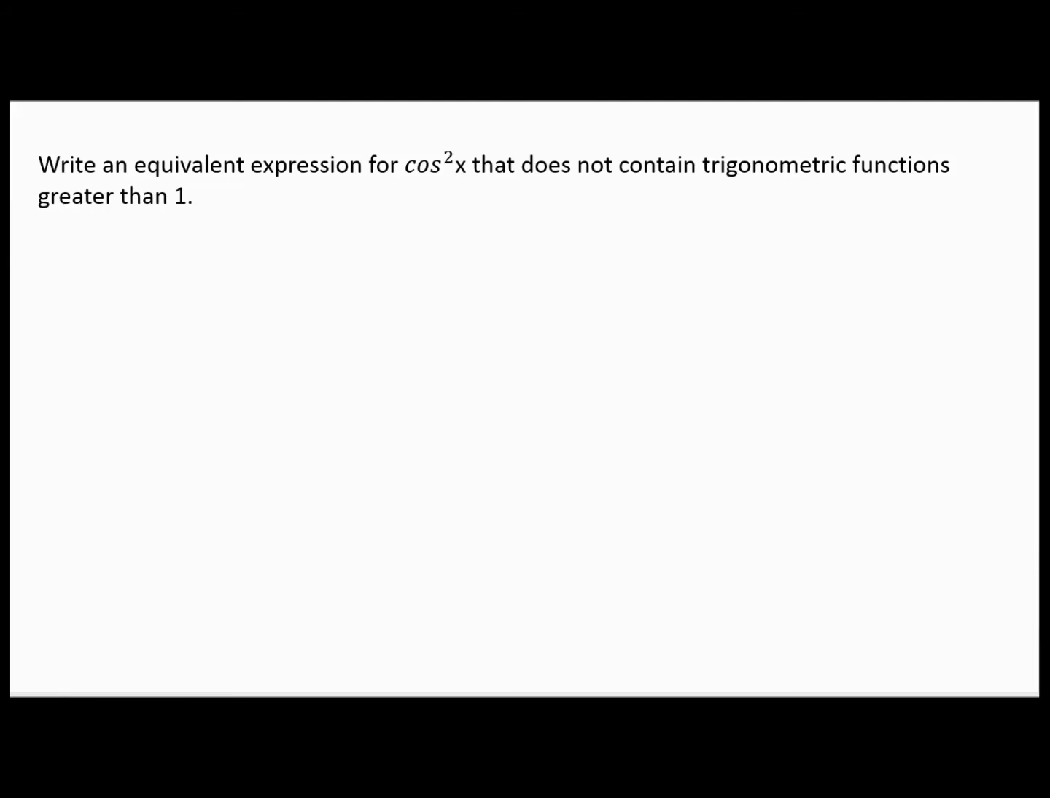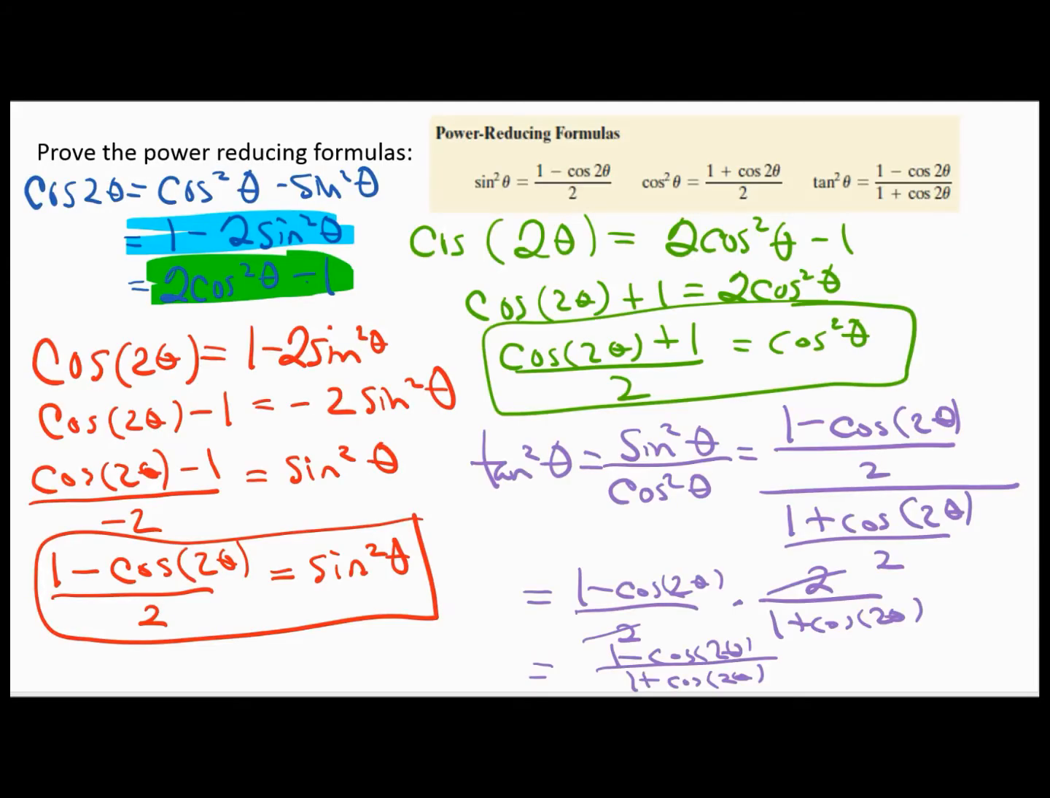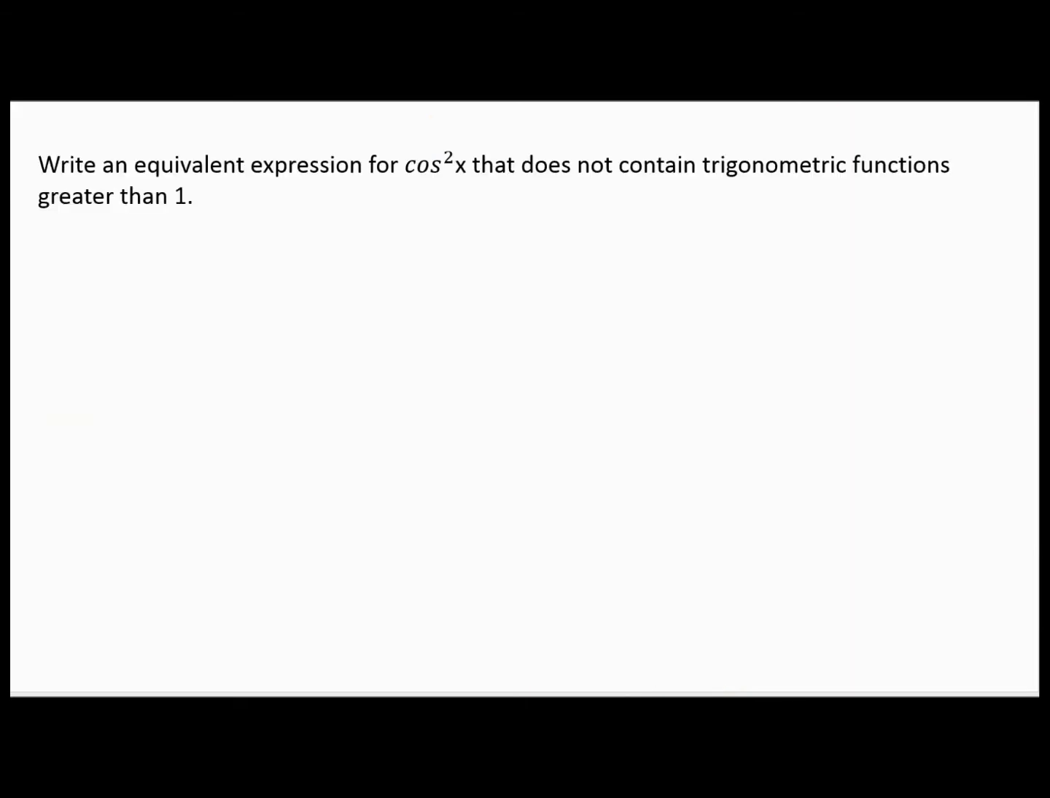So the problems that want you to use power-reducing formulas read like this. They want you to write an equivalent expression for cosine squared of x that does not contain trigonometric functions greater than 1. So what we need to do is look up the formula for cosine squared of x. If I go back to the previous page where I proved everything, here it is right here. I'm going to highlight it right here. Cosine squared of theta is 1 plus cosine of 2 theta over 2.